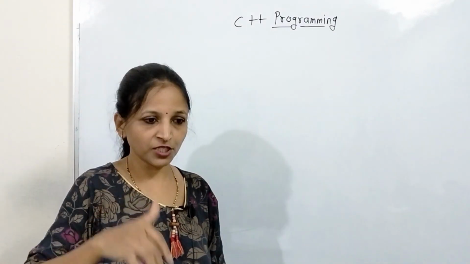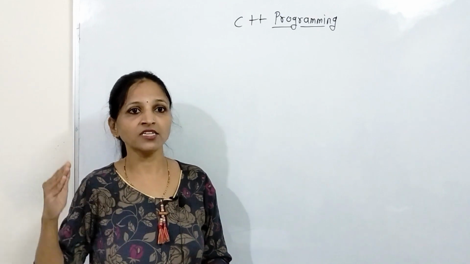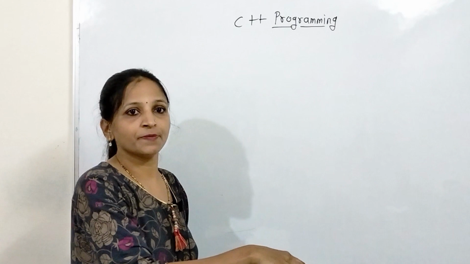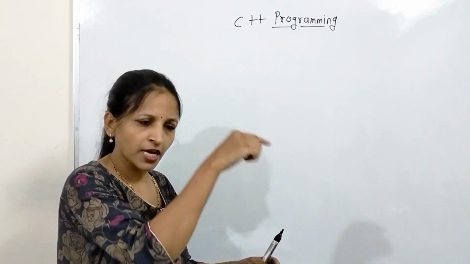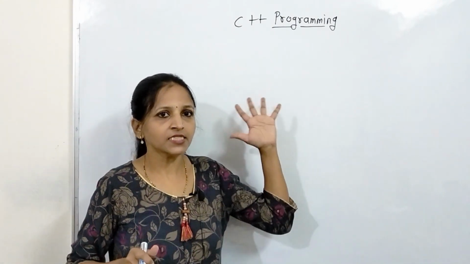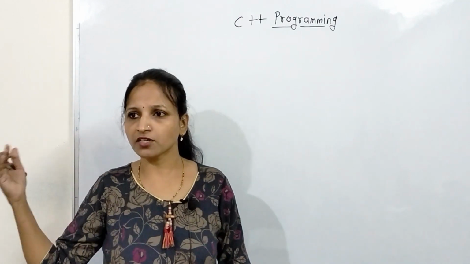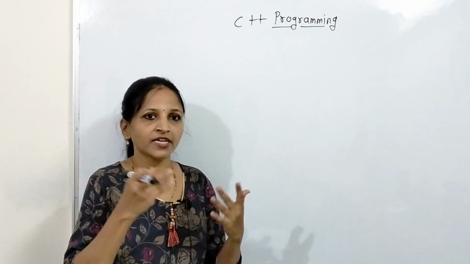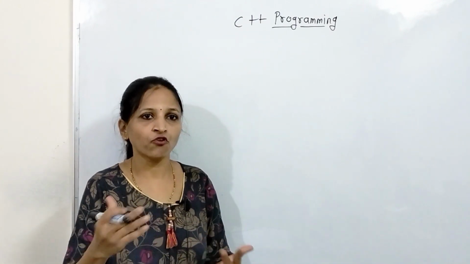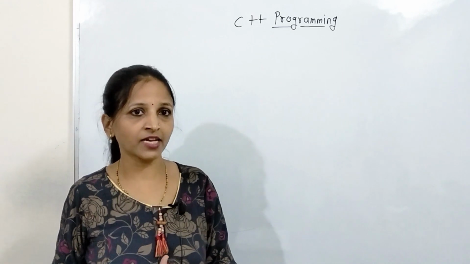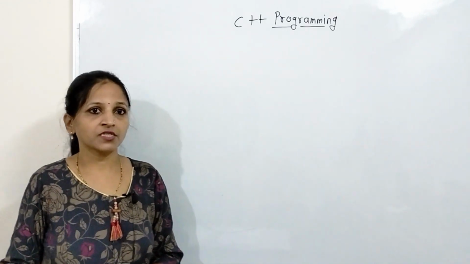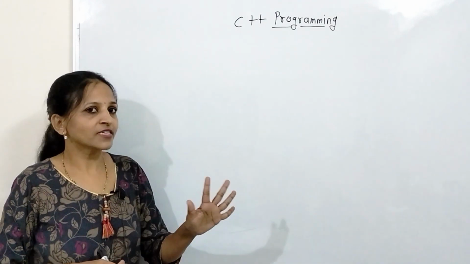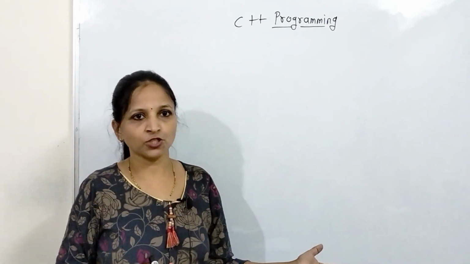Again, whatever features of procedure orientation are present in the C language are carried over from C into C++. Means all those features are still present in C++ also. Whatever we have seen in C language, that is decision making, the if statement, then the switch statement, then looping like for loop, while loop, do while loop, then the array concept, all those concepts are still present in C++ also. Those we will discuss again in this C++ series also.